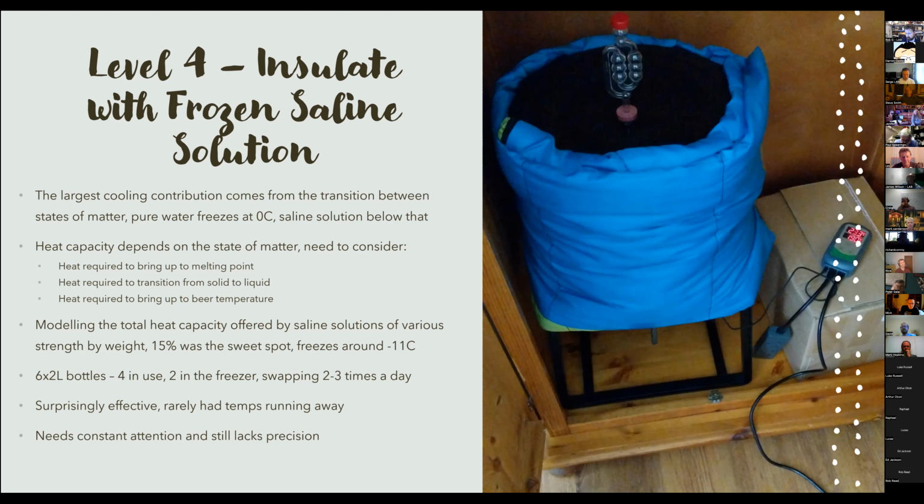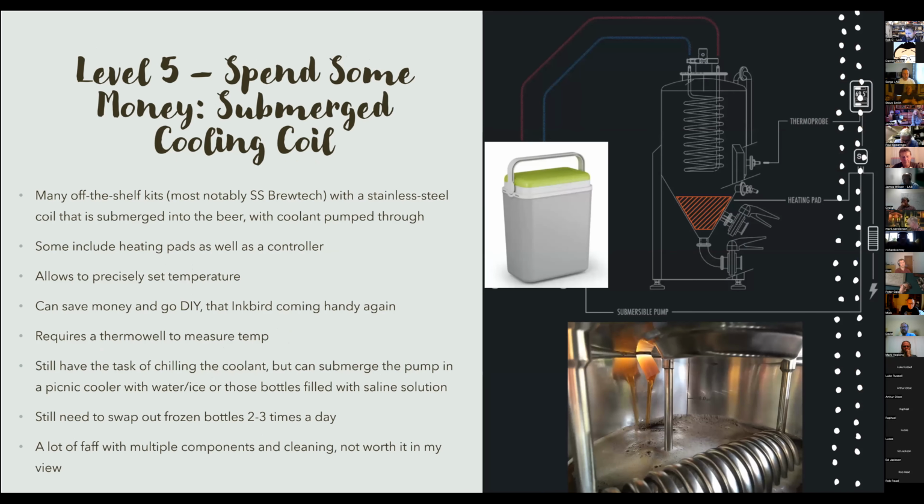Right. Let's go up one level. Now we're getting into the right, let's spend some money, let's get some interesting kit. So, the submerged cooling coil. I've stolen this diagram from the Brewtech website, and the photo from underneath it as well. In effect, you're submerging a coil which runs a coolant right into the middle of your beer, where your beer is the hottest. You're running cold water or a cold solution of any kind through it. It chills the beer. Everybody's happy.